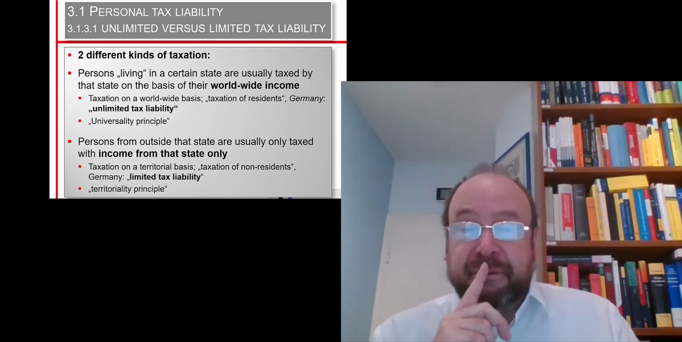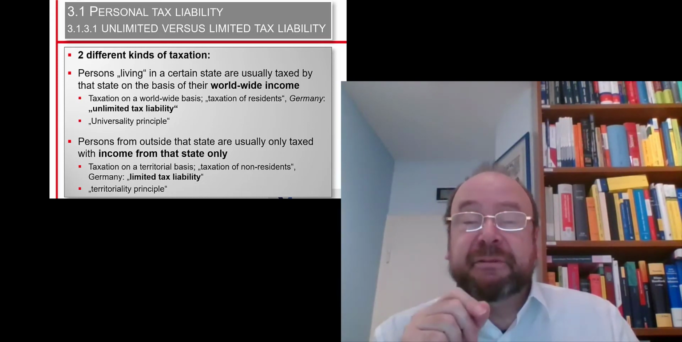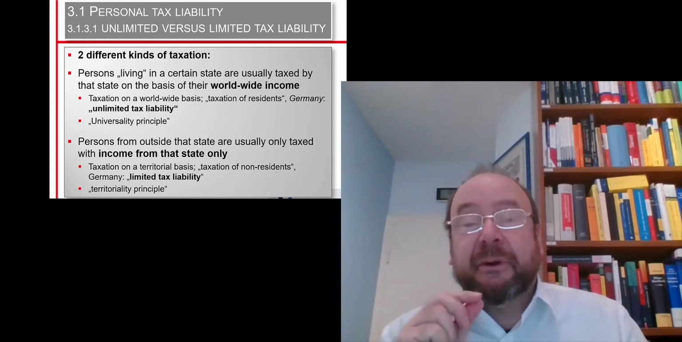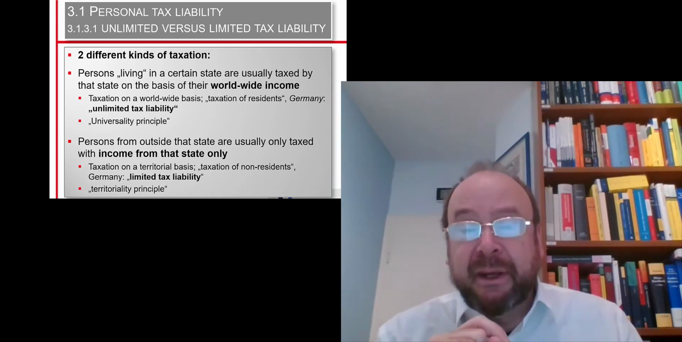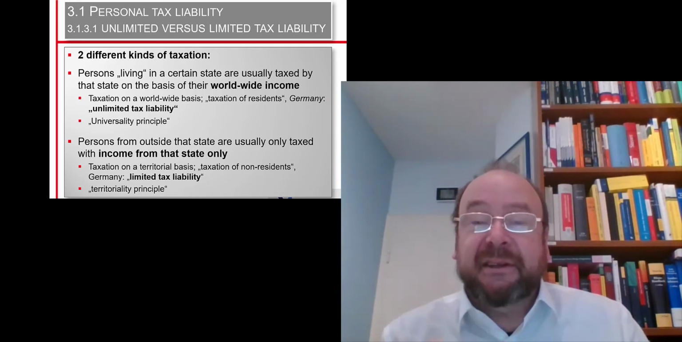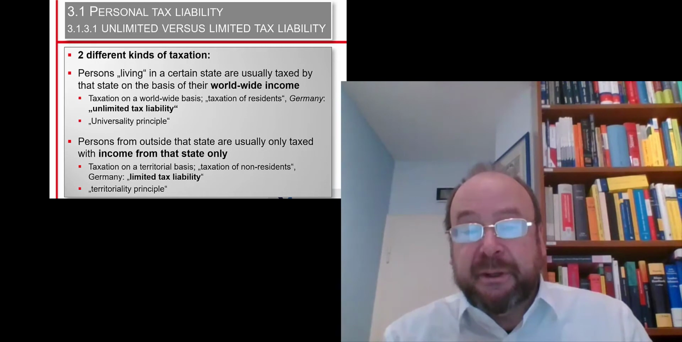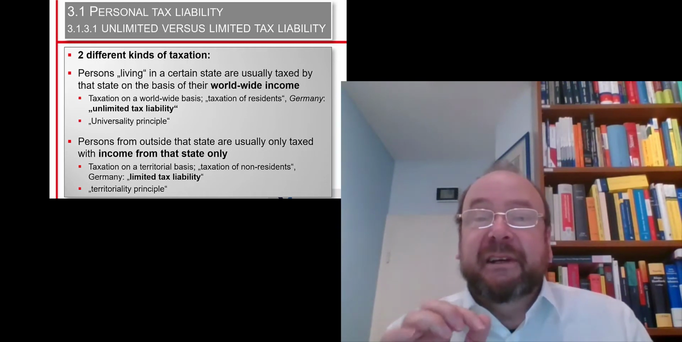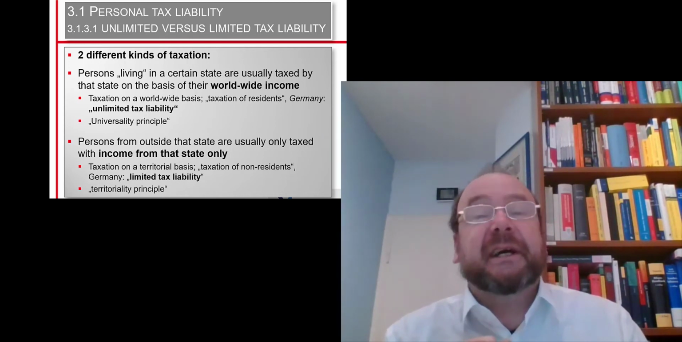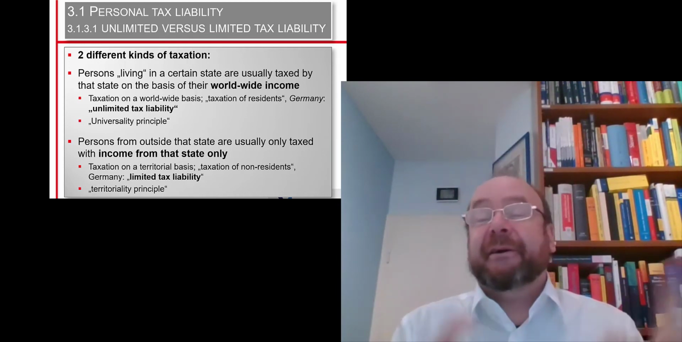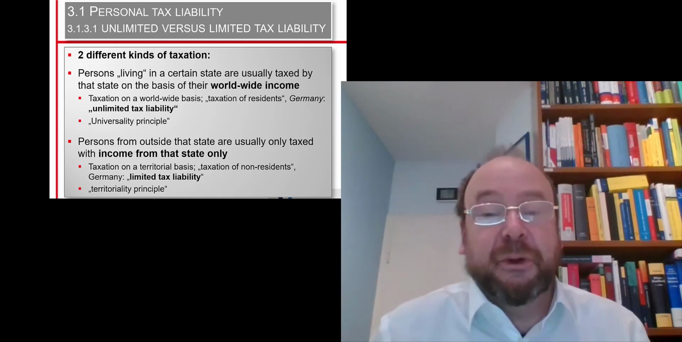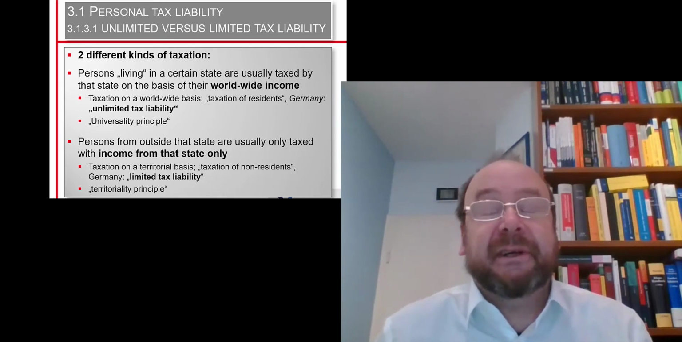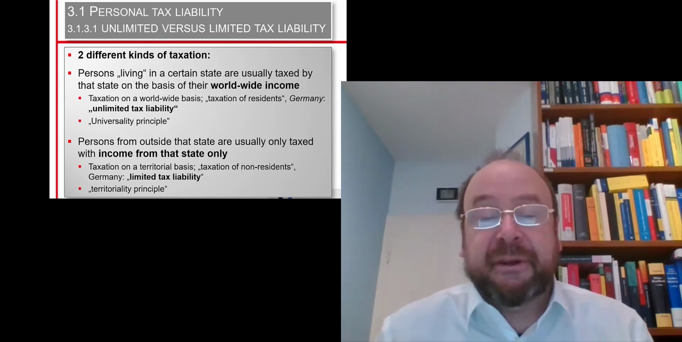Now we have different persons, and now we have also different kinds of tax liability, because there are persons who are taxed on the basis of their worldwide income, and there are persons whom you only tax with the income from your own state. Now, which ones are which ones? There's a simple principle. When the person lives in your own state, then you can catch the person and force it to pay on everything. So the worldwide income taxation is usually done with the people living in your own state. You can force them to declare everything and to pay on everything.